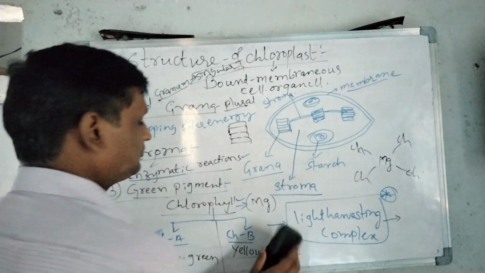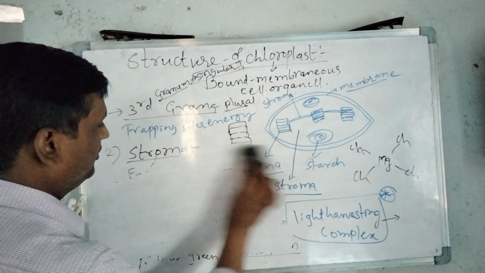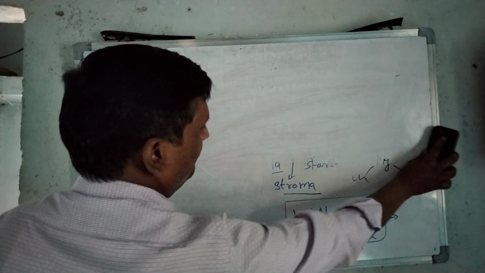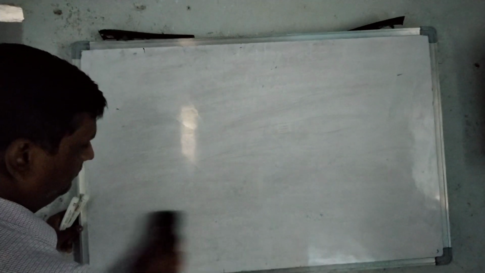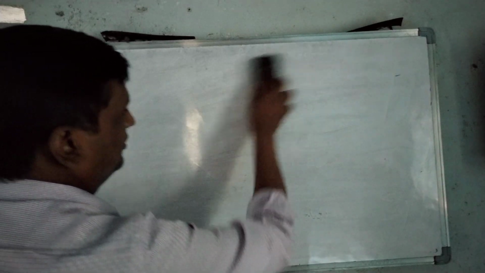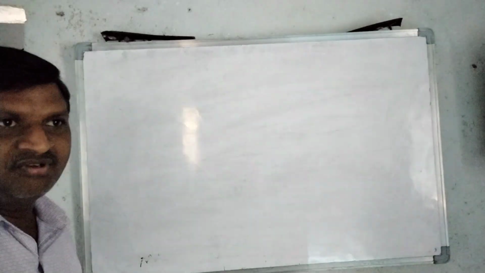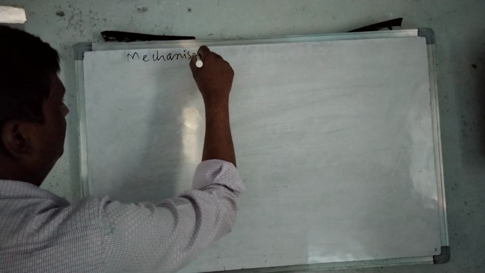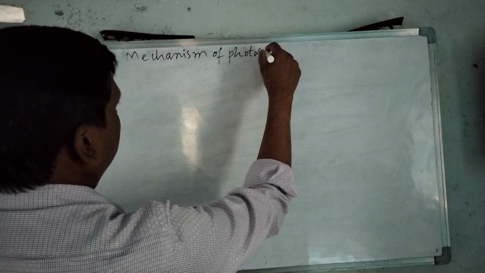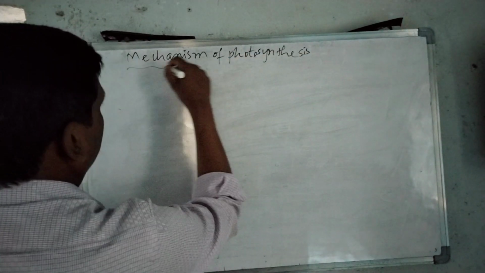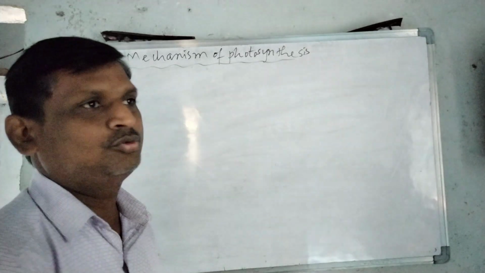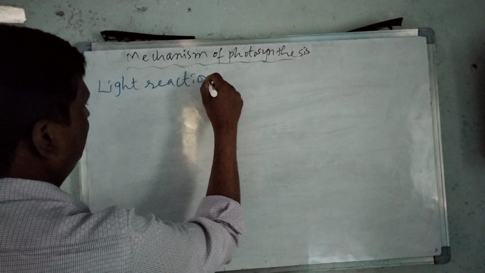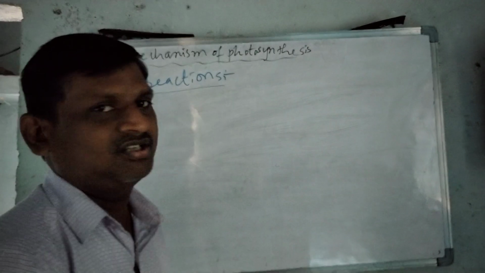Next we shall see the mechanism of photosynthesis, another important topic. In the mechanism of photosynthesis there are two reactions: one is the light reaction, and the other is the dark reaction. First, let us see the light reactions.